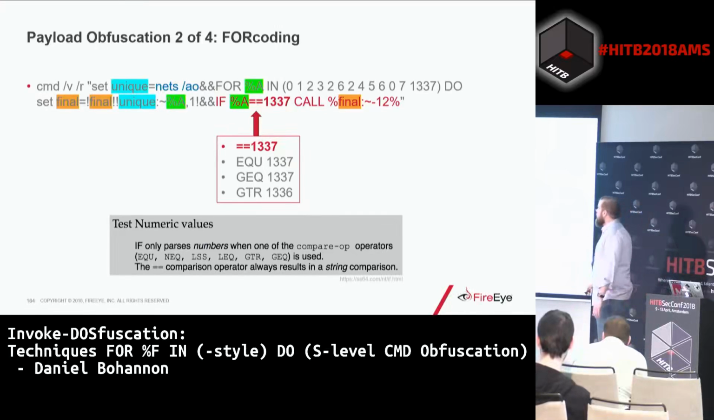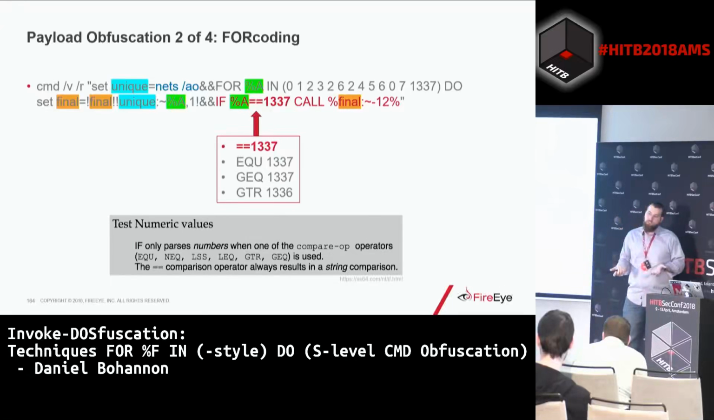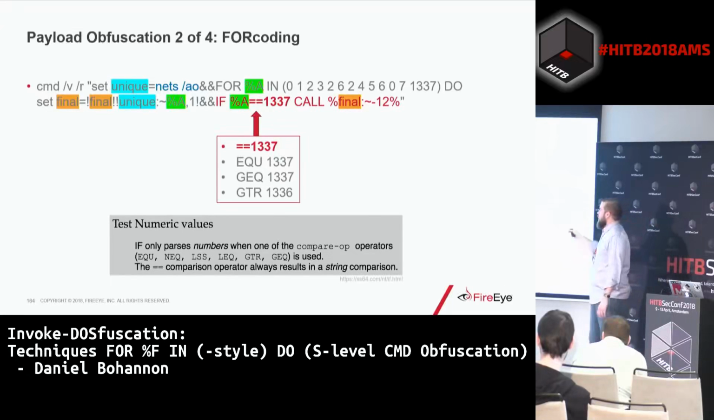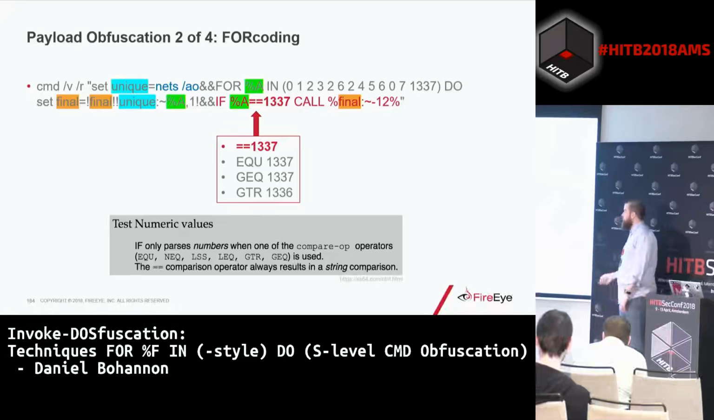This equals is actually a literal string comparison, so it's looking for the actual string 1337, but you can also use equal, greater than, etc. for the compare operators. And this is all randomly selected in the tool when you run it.